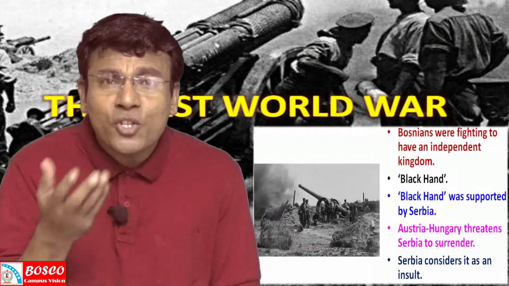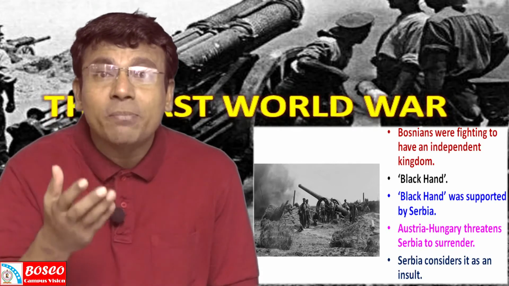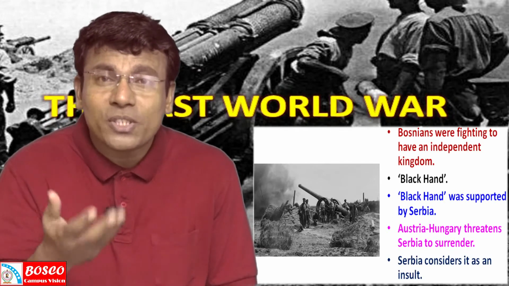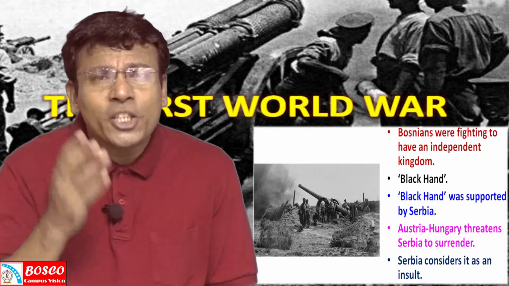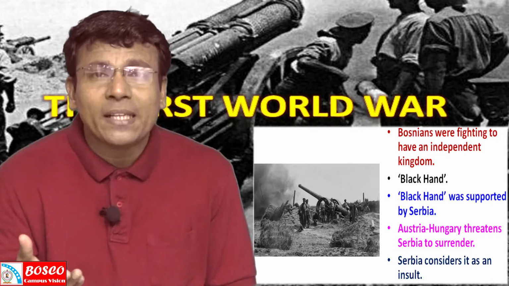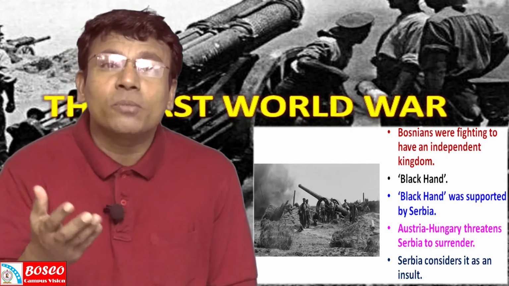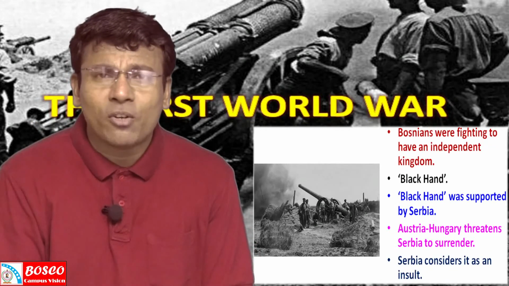Bosnia was part of Austria-Hungary, but some Bosnians were fighting to have an independent kingdom. So Bosnians were fighting for independence. Those who were fighting for an independent kingdom belonged to an organization called the Black Hand, and the Black Hand was supported by Serbia. So this is the immediate cause for the breakout of the First World War.